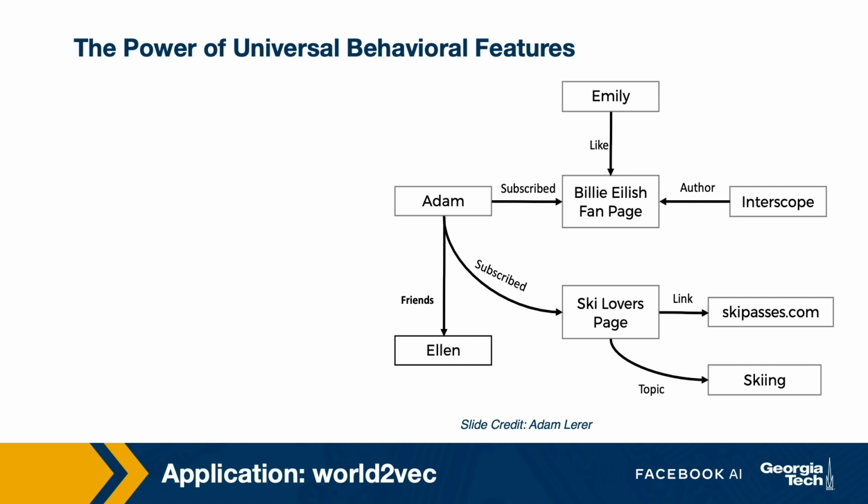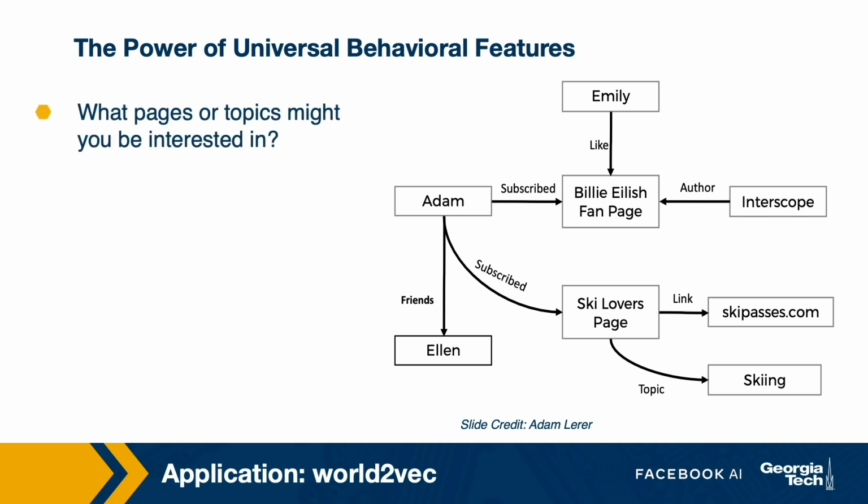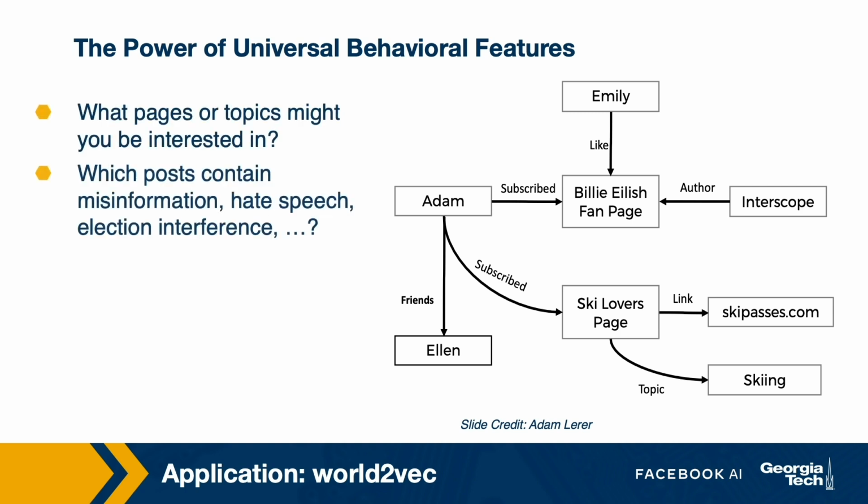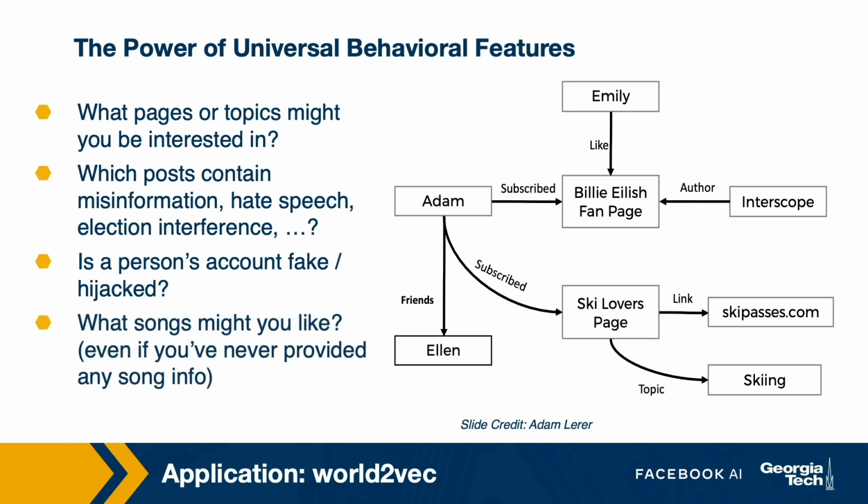If we can take this behavioral graph and convert it into features that describe the similarity of all these entities based on their interactions, we can use traditional machine learning systems to answer lots of important questions, such as what pages or topics might you be interested in? Which posts contain misinformation, hate speech, election interference? And is a person's account fake or hijacked? And what sounds might you like, even if you've never provided any sound information before?